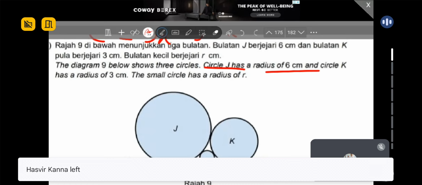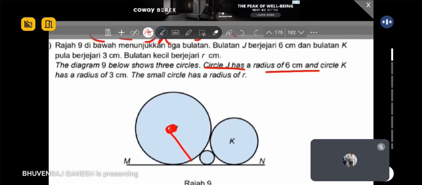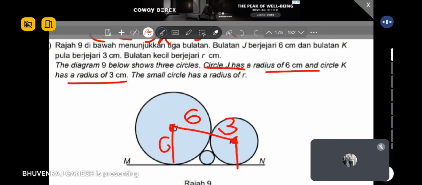So circle J, you just assume this is the center. Your radius is 6. So assume center, this one is 6. And then circle K, radius 3. Usually, guys, you must understand that this type of question, we always want to form the trapezium. Kita nak bentuk trapezium. That is our main aim over here, guys. Matlamat utama kita. Alright?